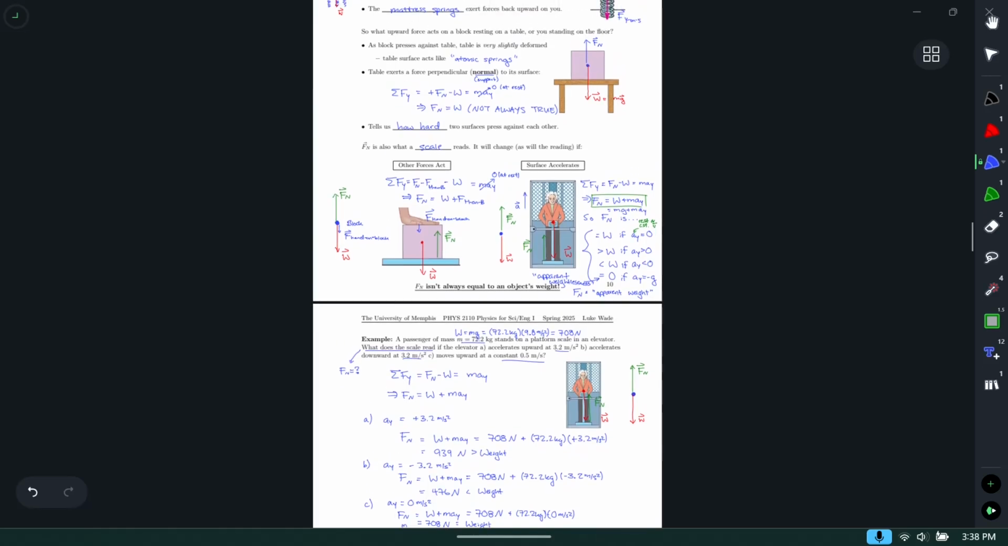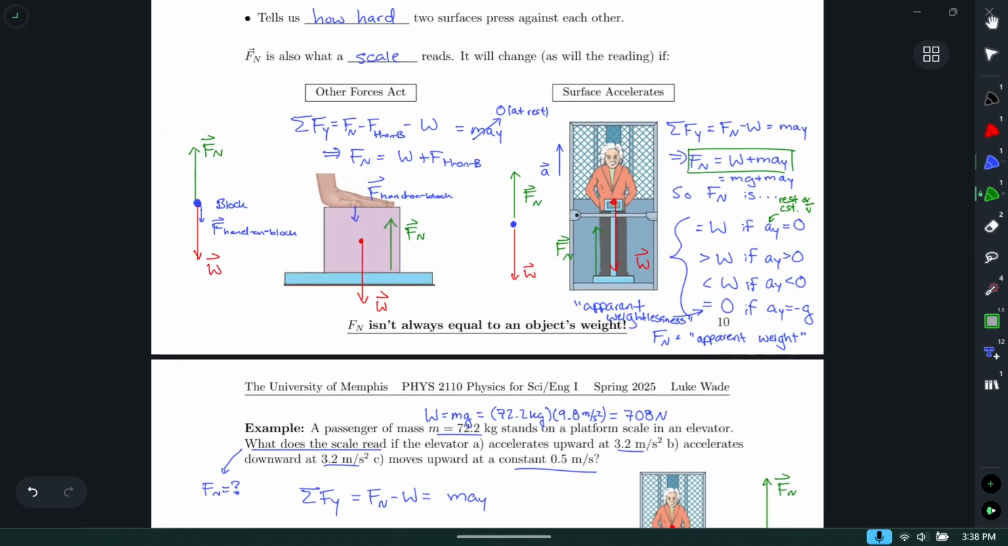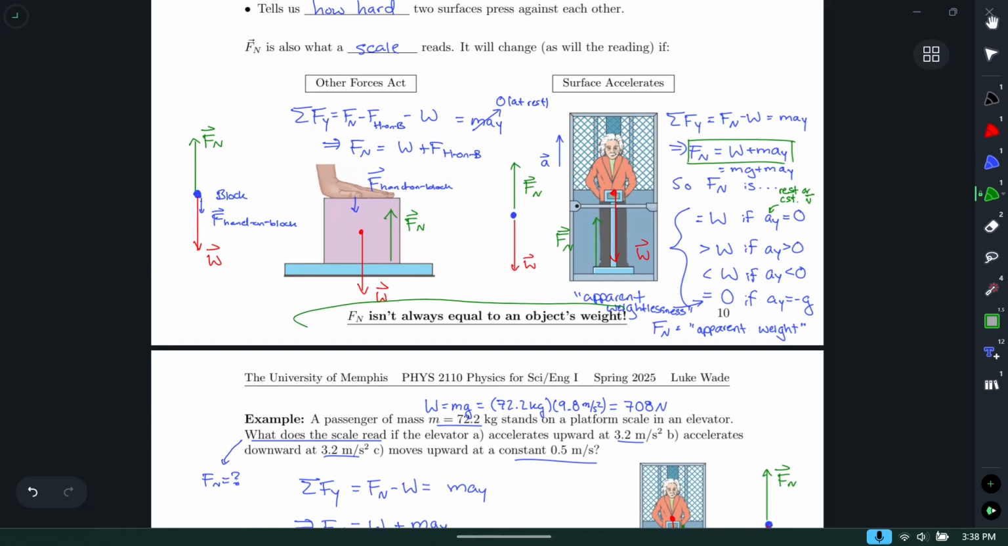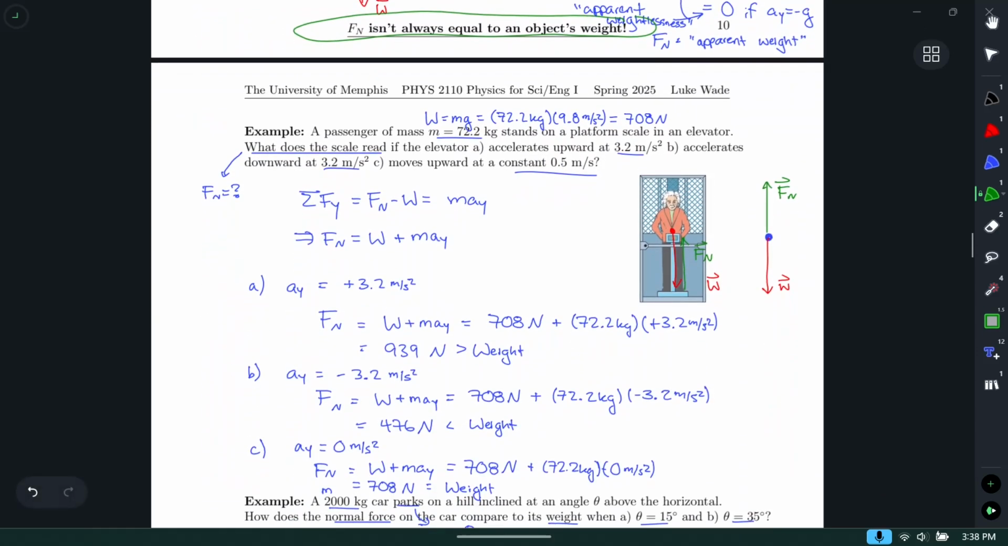The other thing I can say about it that people get wrong a lot is that normal force and weight are not the same thing, and they're not even always equal to each other. The very next example shows a case where this is not the case. Normal force can be bigger, smaller, or equal to your weight. It could even be zero, depending on what's going on.